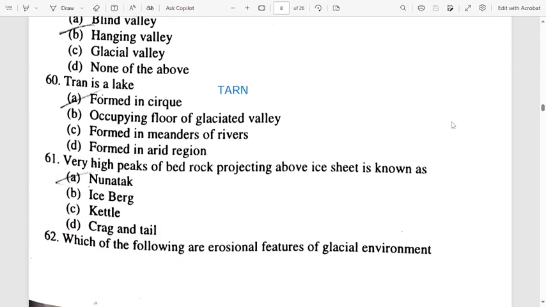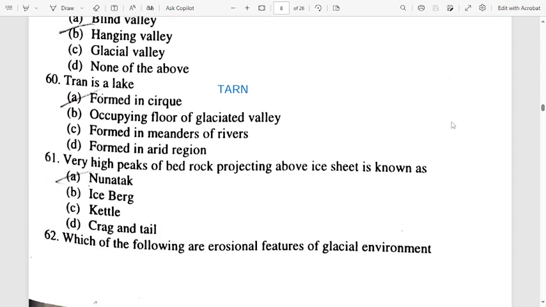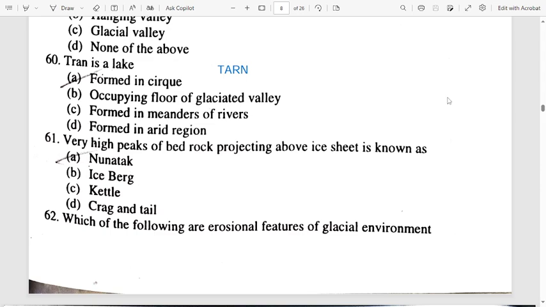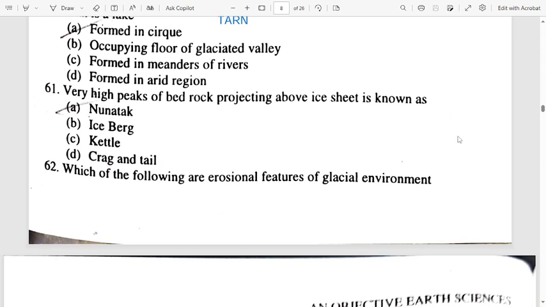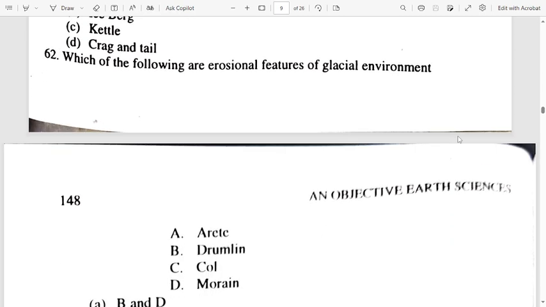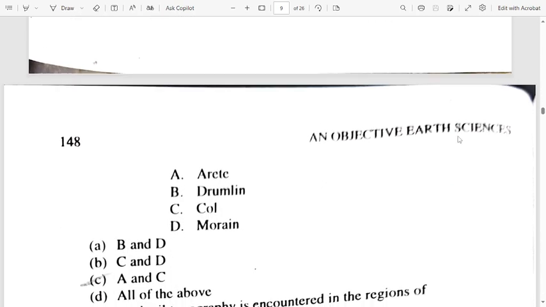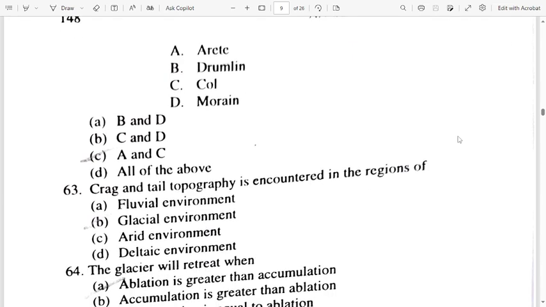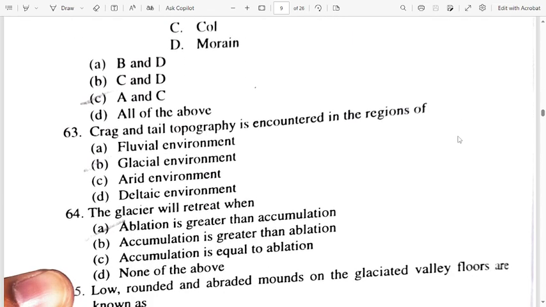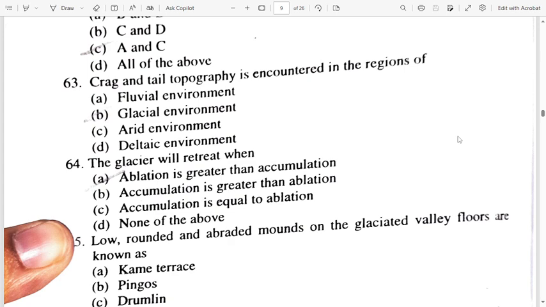Very high peaks of bedrock projecting above ice sheet is known as nunatak. Which of the following are erosional features of glacial environment? Arete and col. Crag and tail topography is encountered in the regions of glacial environment. The glacier will retreat when ablation is greater than accumulation. Ablation is melting.